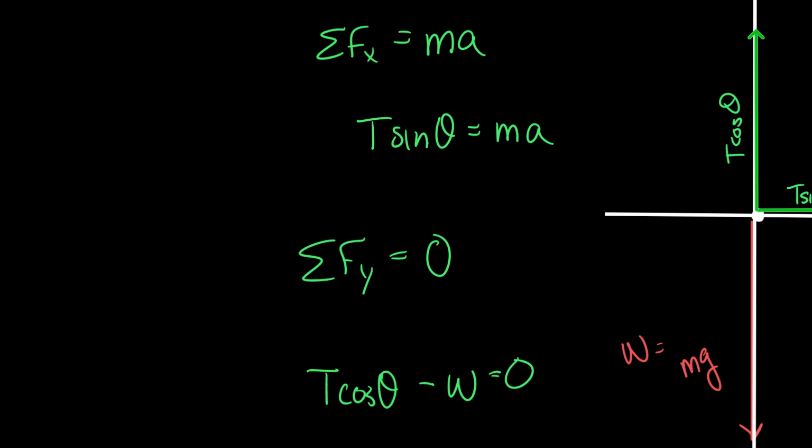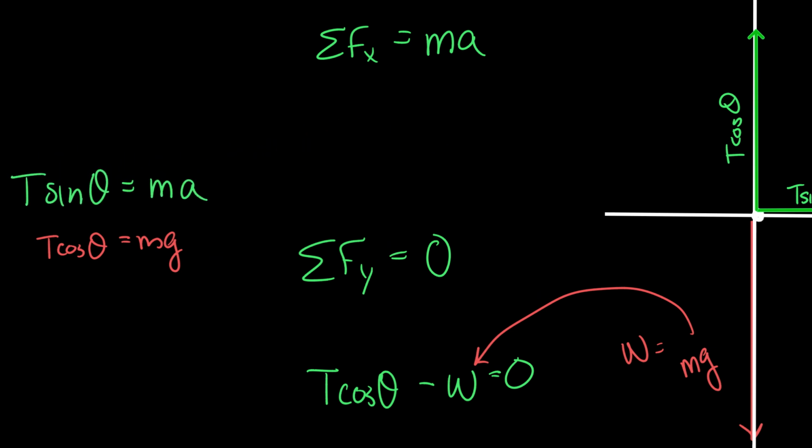I can do a substitution here, which will give me T cosine theta equals mg. And I already have T sine theta equals ma, and you were given that a is 3 meters per second squared. I think you can do substitution here. In fact, you can just divide one equation by the other. The T's will cancel, the m's will cancel, and you'll get tan theta equals a over g.